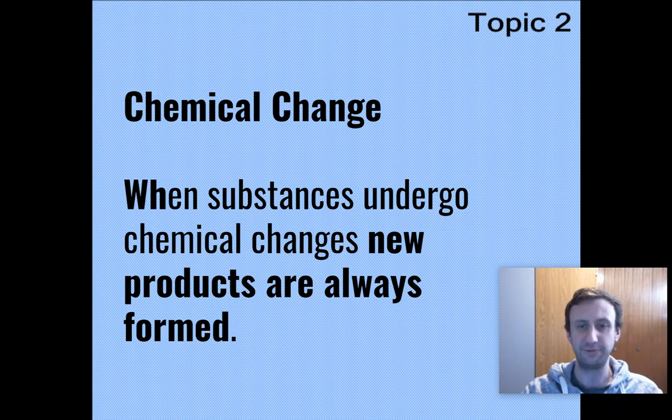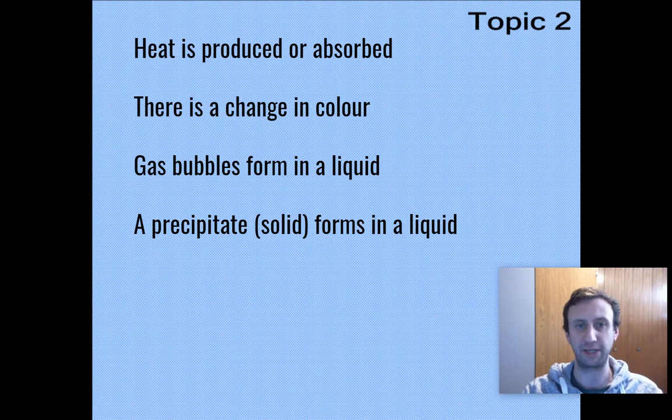In chemical changes, I'm always making something new. I'm forming a new product that was not there before. Okay, so I'm making something completely new through the process of a chemical reaction. How do you know a chemical change has happened? There's a few things you can look for. Was heat produced or absorbed? Was there a change in color? Did you have gas bubbles forming, which means you had a gaseous product that was formed in liquid, or something called a precipitate? So did you have a solid forming in solution, so in water?